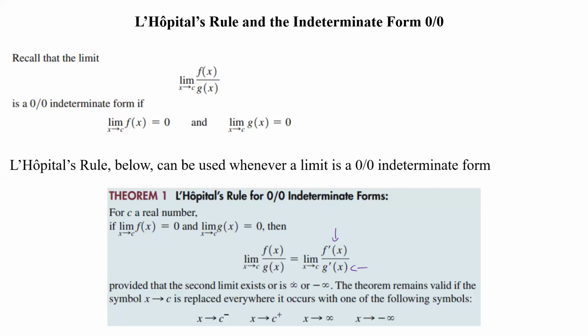Now, the theorem remains valid if the symbol x approaches c is replaced everywhere it occurs with one of the following symbols: c from the left, c from the right, goes to infinity, or goes to negative infinity. So it doesn't matter as long as it's one of those or c, it should work. And all we're going to do basically then is take the derivative of the numerator, take the derivative of the denominator, and then look at the limit again and see if we get something we can actually calculate. Because when you get 0 over 0, that means we're not ready. It's an indeterminate form, and we have to continue on until we get to that point.